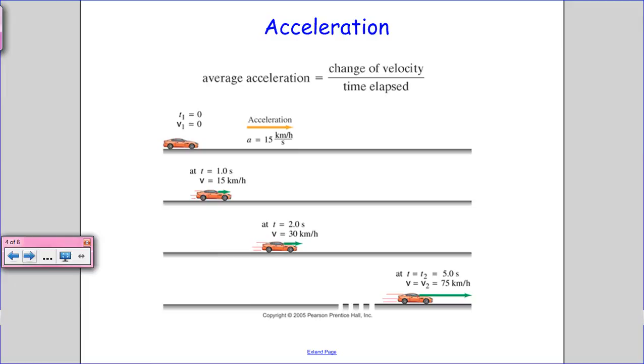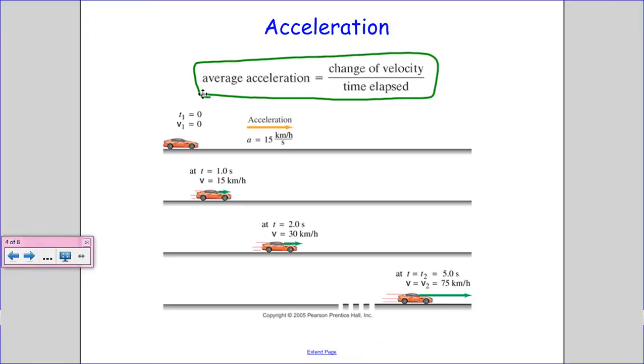So now, what is acceleration? Mathematically, we're going to talk about it as a change of velocity over the time elapsed. And just like for velocity, this is average acceleration. This is the acceleration over a period of time and not necessarily at a specific moment.